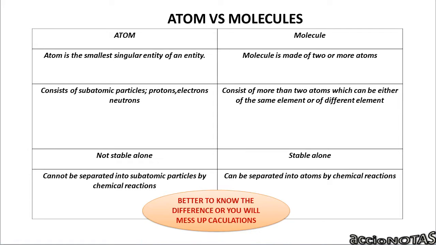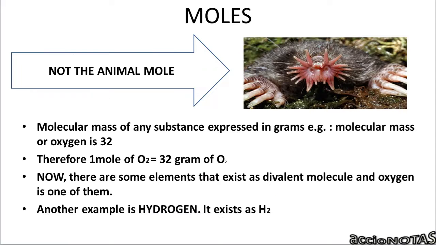Better to know the difference or you will mess up calculations. Yes, chemistry does have some maths. Moles, not the animal mole. A mole is the molecular mass of any substance expressed in grams. So, for example, the molecular mass of oxygen is 32. Now, why 32? 1 mole of oxygen is 32 grams of oxygen.